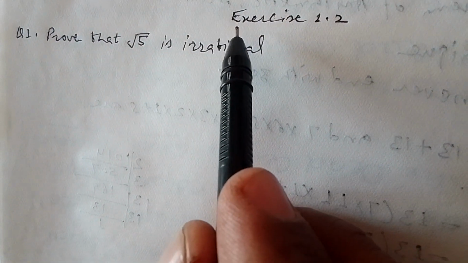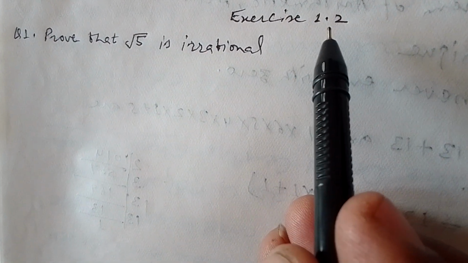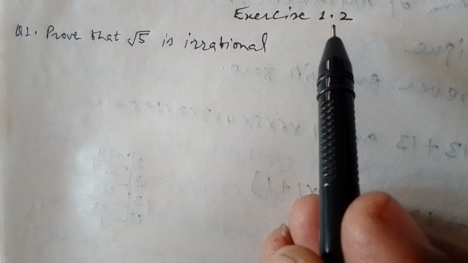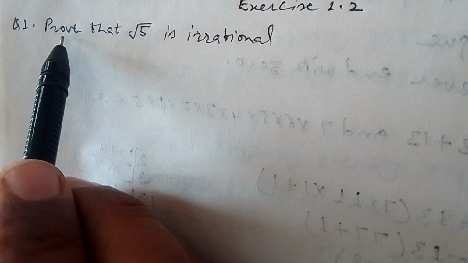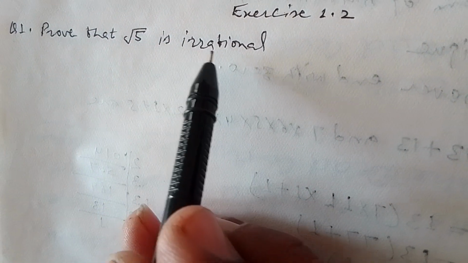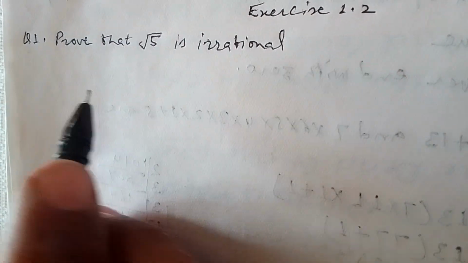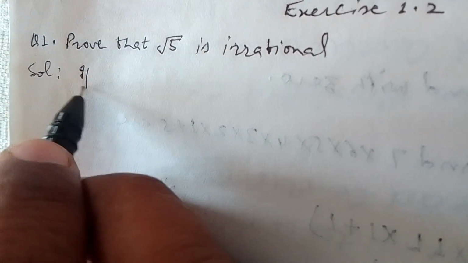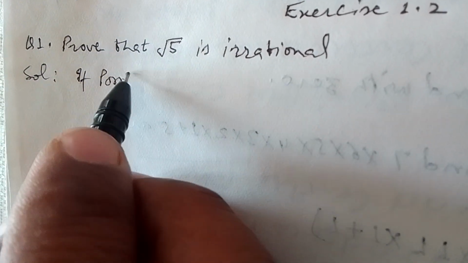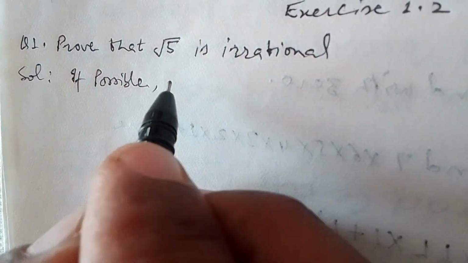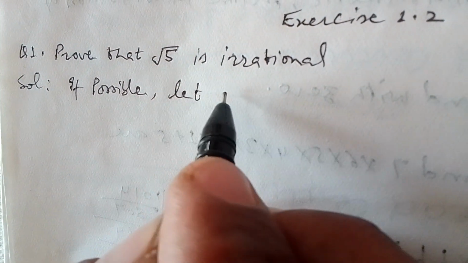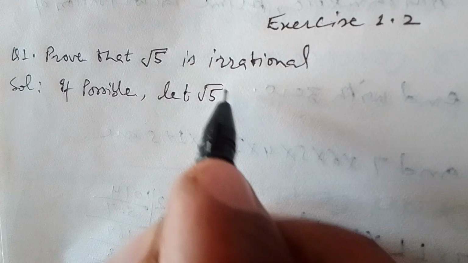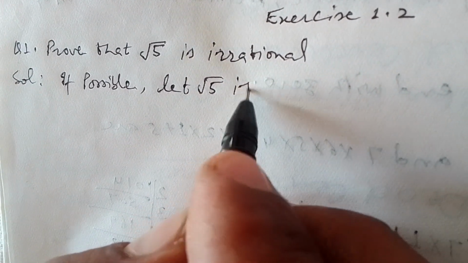Now we are starting exercise 1.2 of chapter 1, real numbers. The first question is: prove that root 5 is irrational. Solution: if possible, let us assume that root 5 is rational.